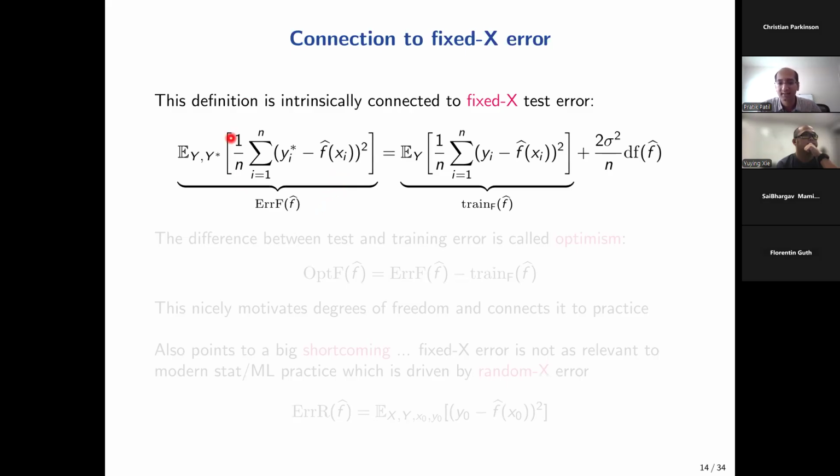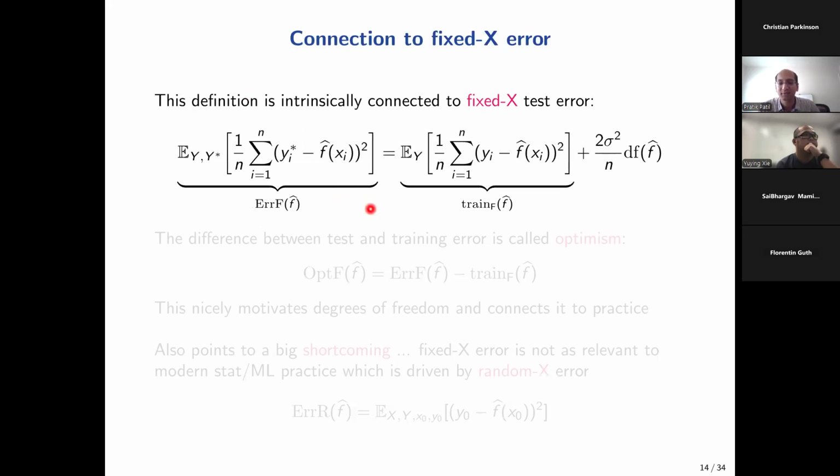In statistics, this is called the fixed X prediction error, which is the error on those x's. Note that this is different from training error. The training error is this one, where you're comparing your yi to F hat, and yi is the one that you use to train F hat. This one is still a prediction error because yi star is a different draw, but it's at the same x. If you're in machine learning, this may seem a bit weird, because there you typically have a new draw, and you don't compare error on the same x's. So there's a distinction, and this one is fixed x.